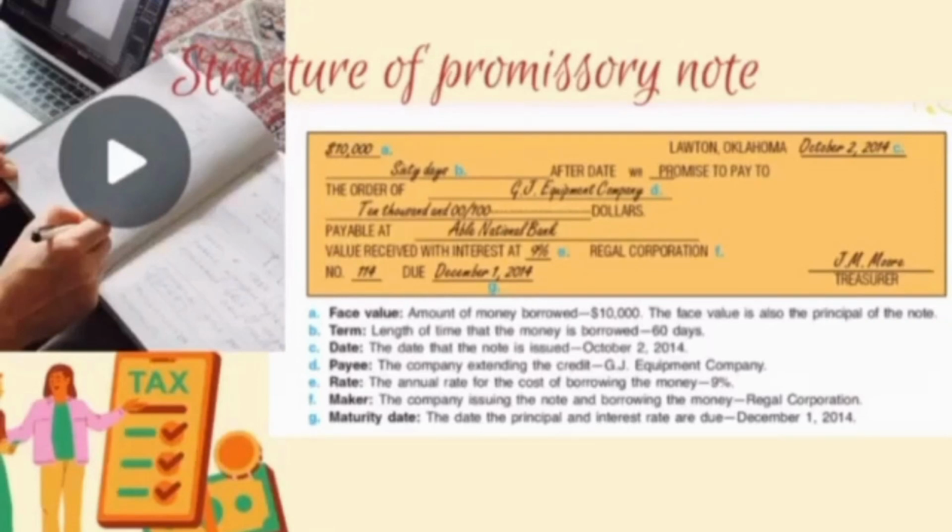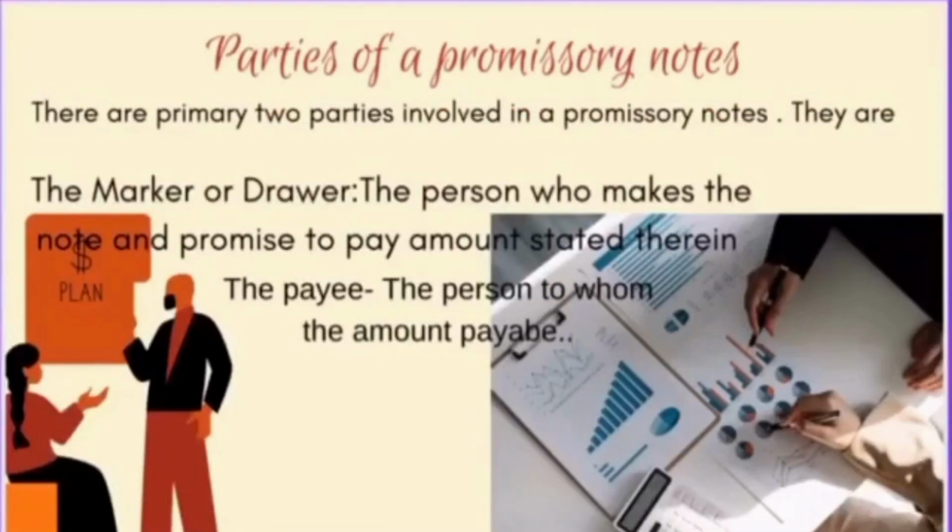The maker is the company issuing the note, borrowing the money. So, mao ang regular corporations ang nagpautang. So, maturity date is the date that the principal and the interest are due. So, ang kaniya is December 1, 2024 niya ipasa. Like, 3 months niya ipasa. These are the parts of a promissory note.